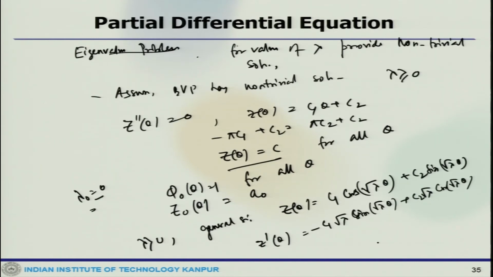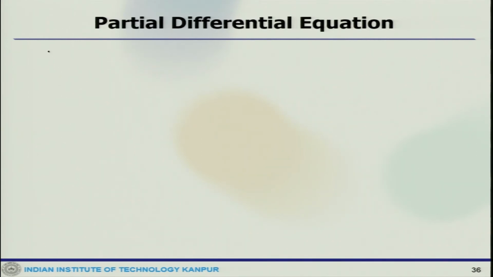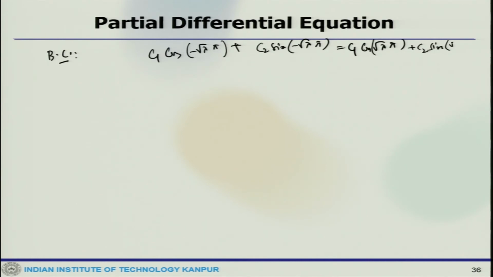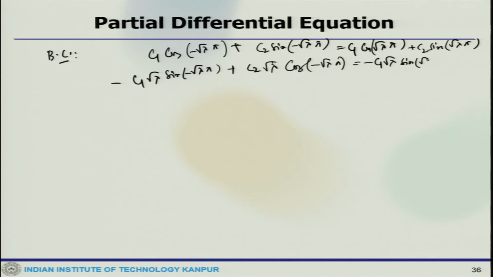Now, once we put this together with the boundary conditions, we get C1 cos of minus root lambda pi plus C2 sin of minus root lambda pi equals C1 cos root lambda pi plus C2 sin root lambda pi, and from the second one, minus C1 root lambda sin of minus root lambda pi plus C2 root lambda cos of minus root lambda pi equals minus C1 root lambda sin of root lambda pi plus C2 root lambda cos of root lambda pi.